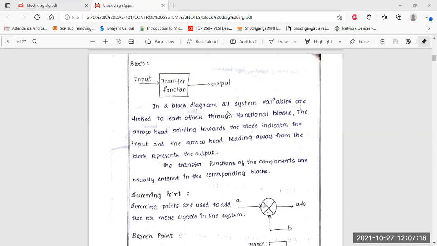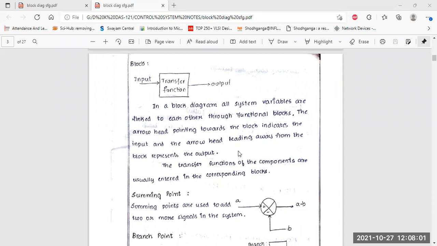So this is a block diagram. All system variables are linked with each other, block to block, through the functional blocks. The arrowhead pointing towards the block indicates the input, and the arrowhead leading away from the block represents the output. The transfer functions of the components are usually entered in the corresponding blocks. Next, this is basically the first block we have to consider. Is it clear to all of you? What are blocks? Please respond, anyone. Is it clear or not?